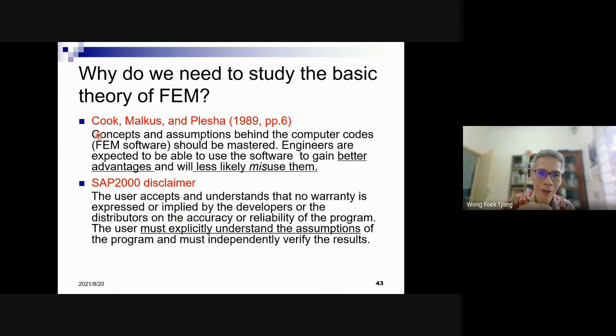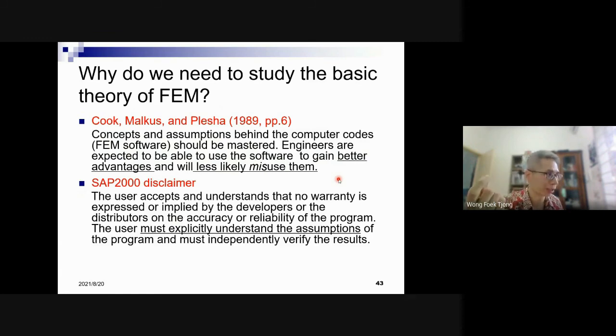Okay, Cook and his colleagues said that the concepts and assumptions behind the computer codes, that is, finite element software, should be mastered. Engineers are expected to be able to use the software to gain better advantages and will be less likely to misuse it. If you don't have any idea of what is going on in the software at all, that's dangerous, right? It's easy to misuse the software.